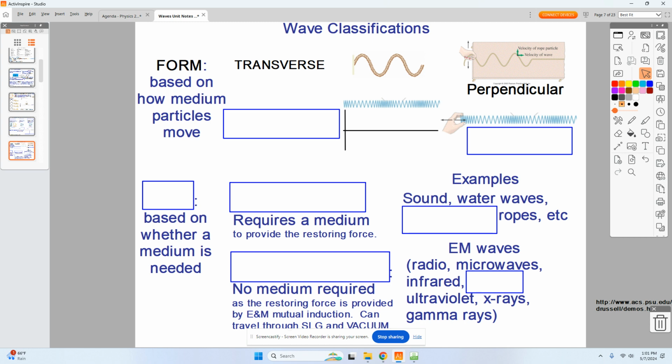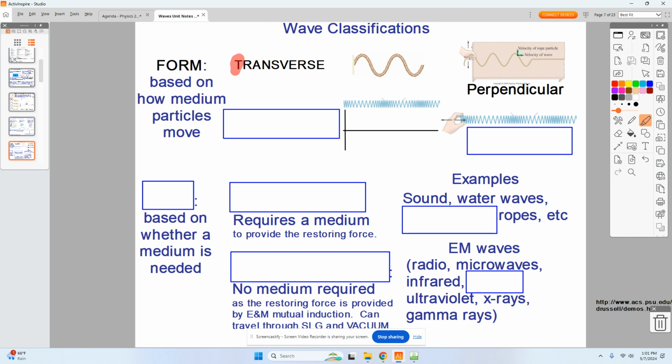And again, sometimes people are looking for memory aids. That T, you guys recognize that T sort of looks like a perpendicular set of lines? You might look at that and say, well, transverse, T, perpendicular, that's the way the particles move in relation to the way the velocity is.